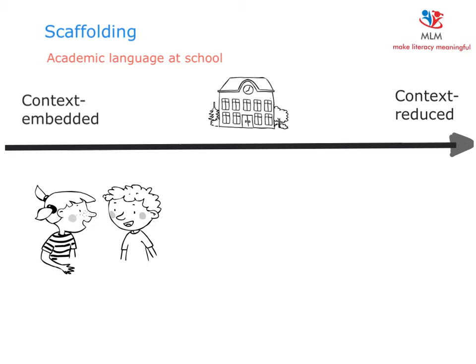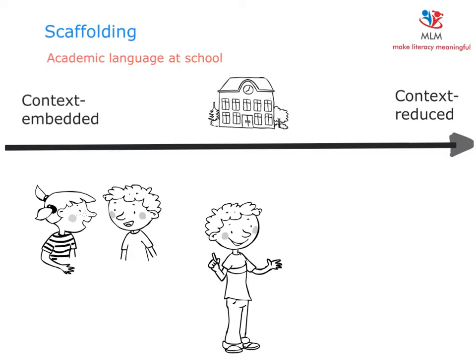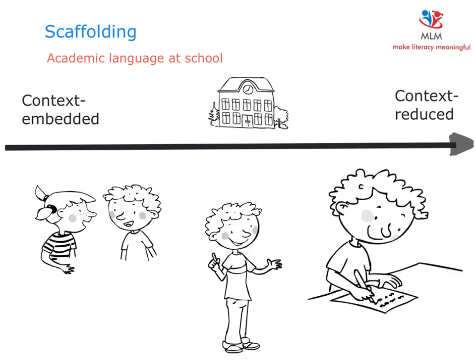During group work, students usually use context-embedded language. When orally presenting something to class, the usage of language is in between context-embedded and context-reduced language. As described before, writing tasks require language which is taken out from the context.